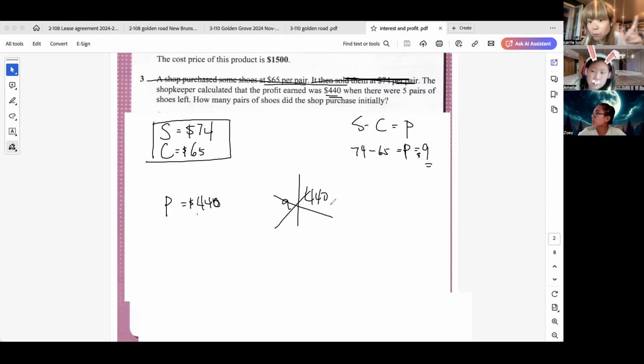We learned it last week. How to calculate what kind of number can be divisible by 9? Every digit added together equals a multiple of 9, then the whole number can be divisible by 9. If this question were 441, it would work, right? But it's 440. So I know there must be some shoes not selling for $74 a pair. Why am I thinking this? Because the cost of the shoes cannot be changed, but the selling price can be changed.